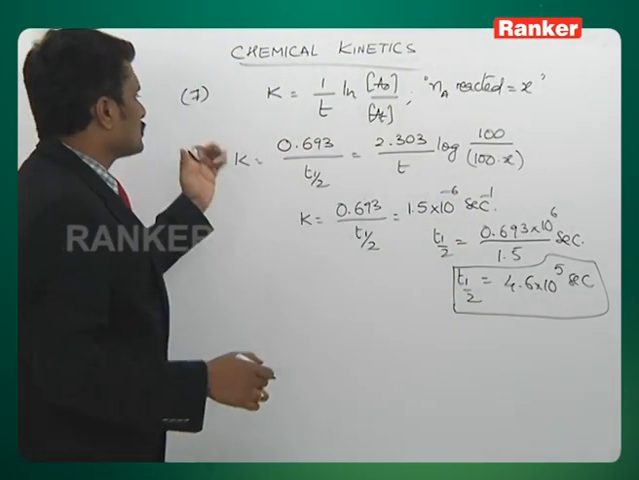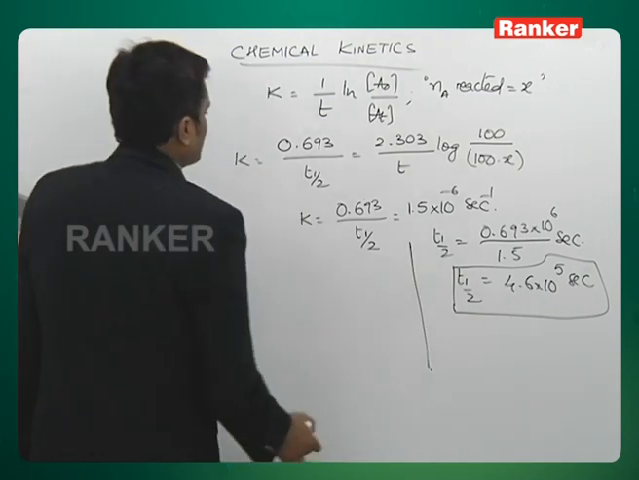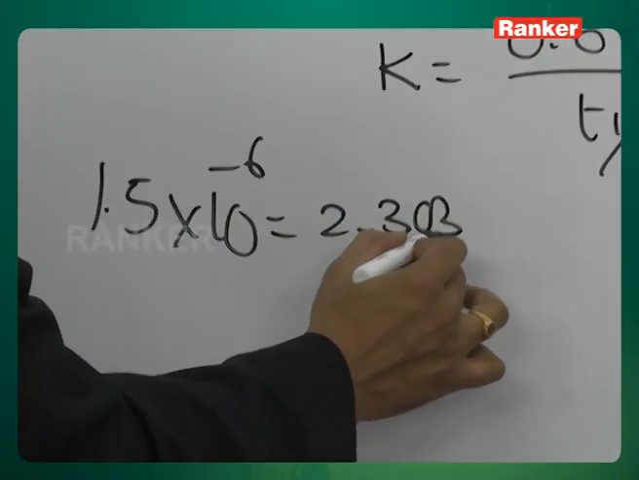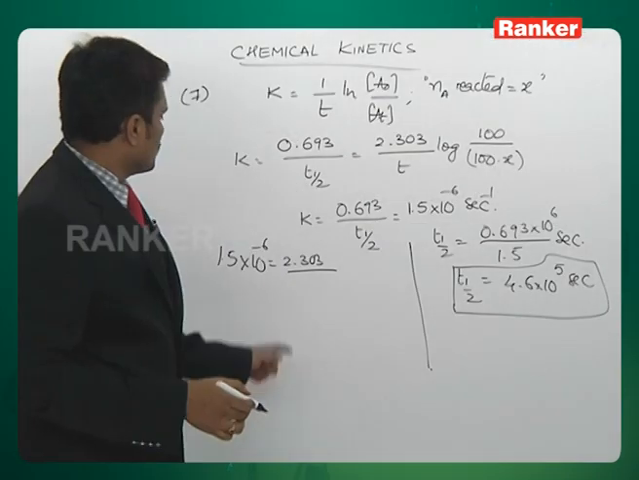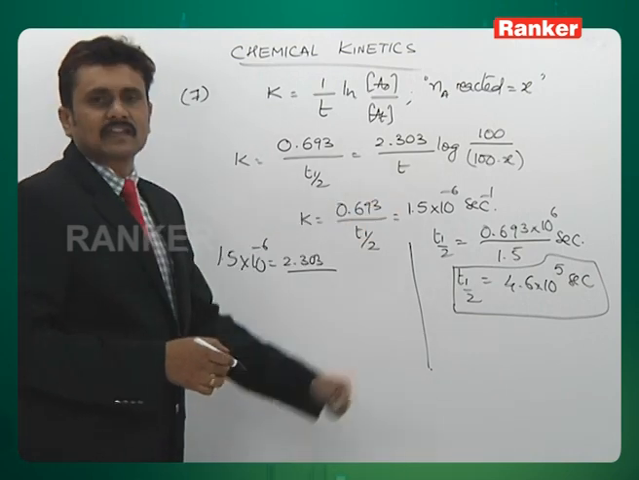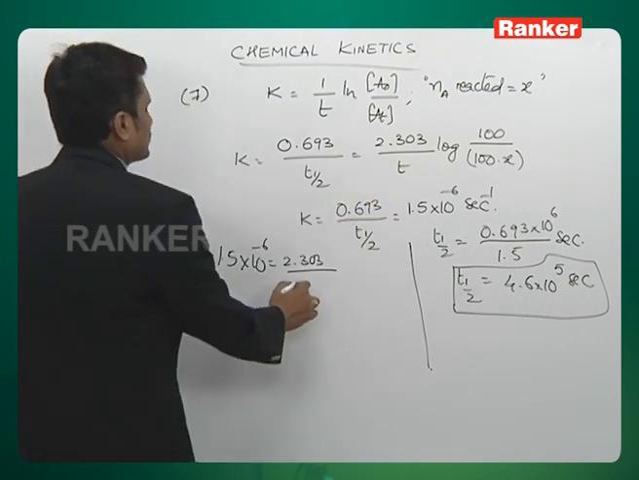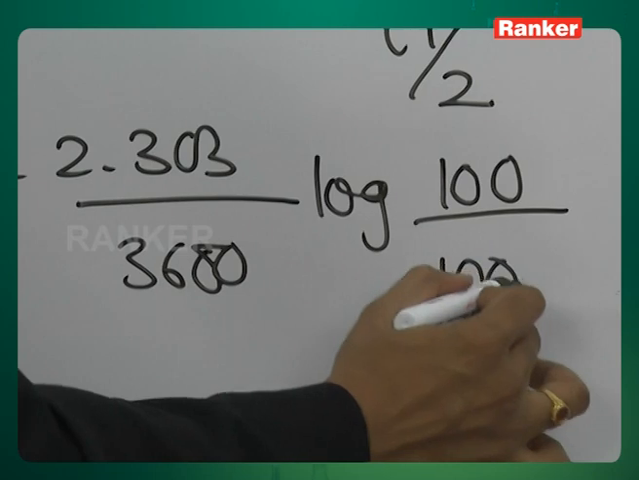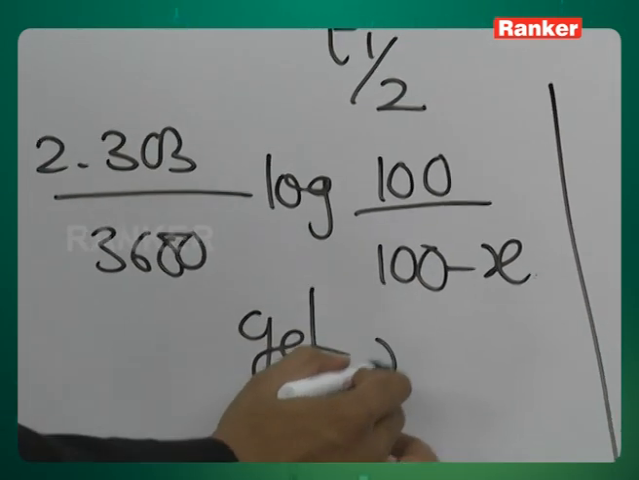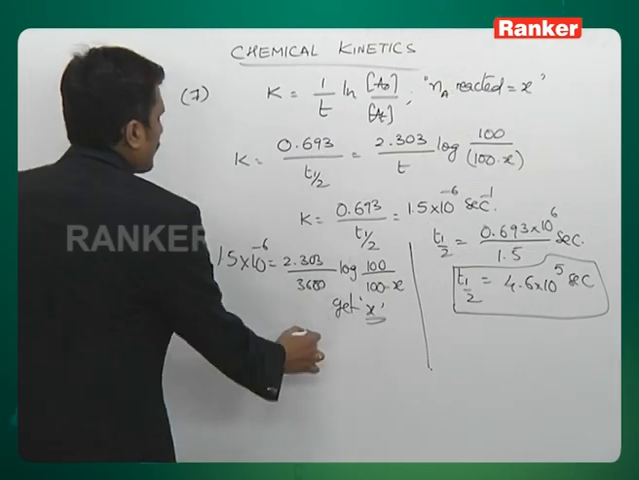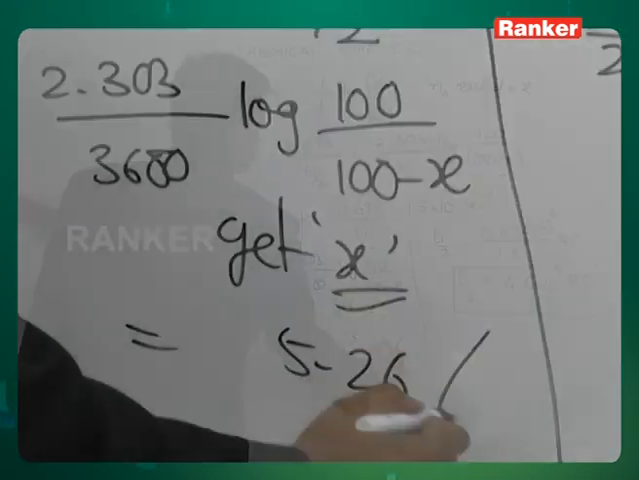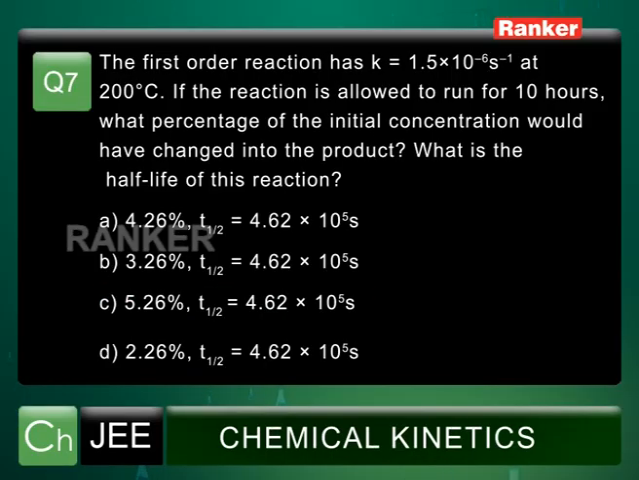Next, since you know T half or the value of K, when you substitute here, as the reaction is allowed to run for 1 hour, because K is given in second inverse, you have to convert the time into seconds. 1 hour means 3600 second, and when you substitute all the values, you get X, which for this question happens to be 5.26%. This combination is there in option C, hence the answer for this question is C.